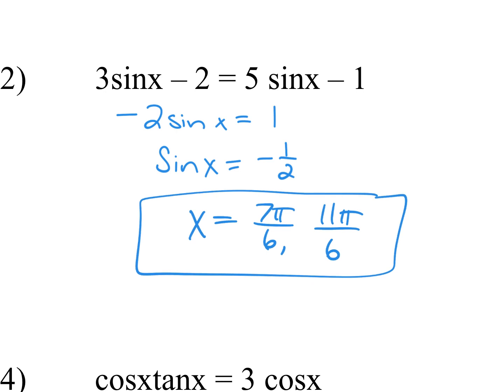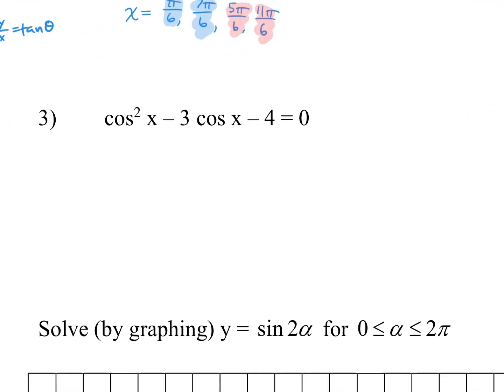This is a problem where we are isolating our trig function and then working backwards using inverse trig functions to evaluate for specific sine values. We can move on to 3.